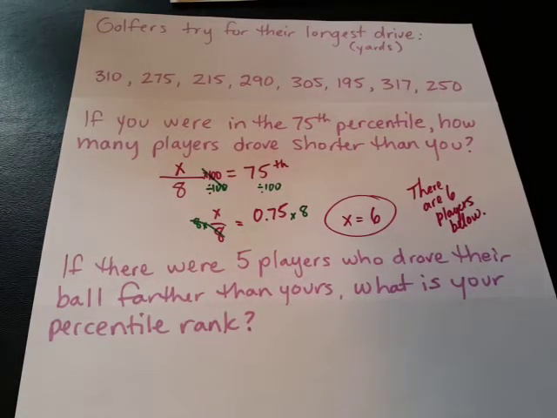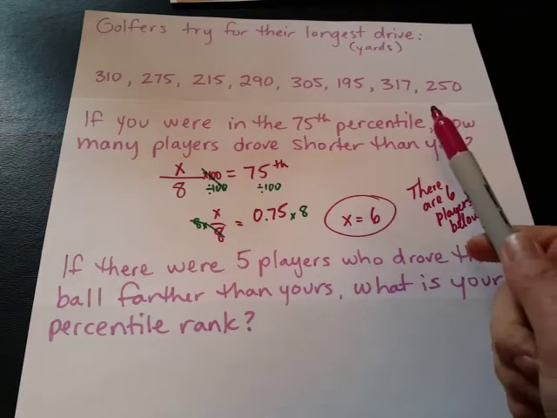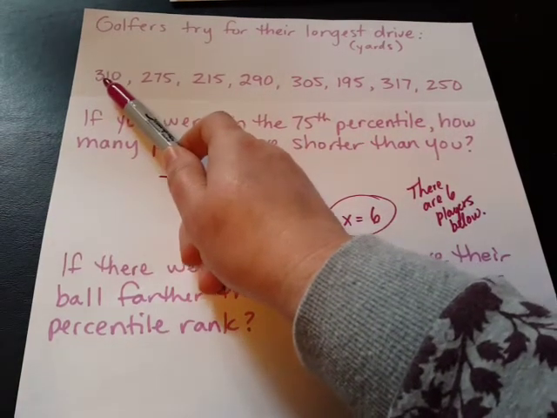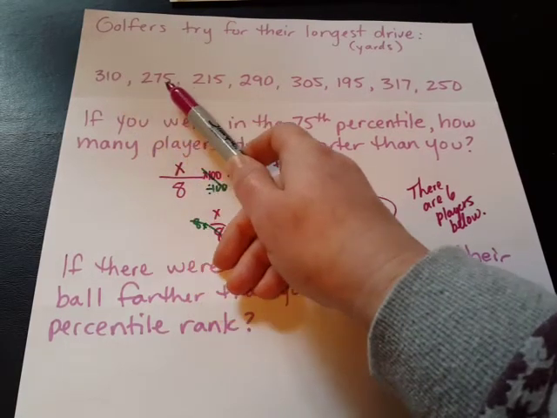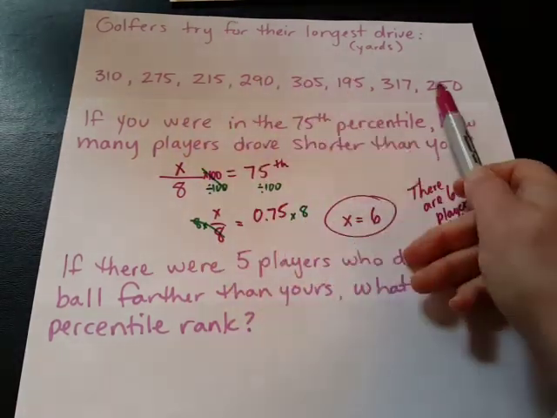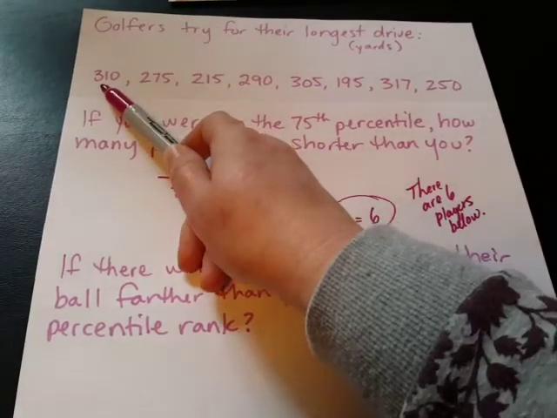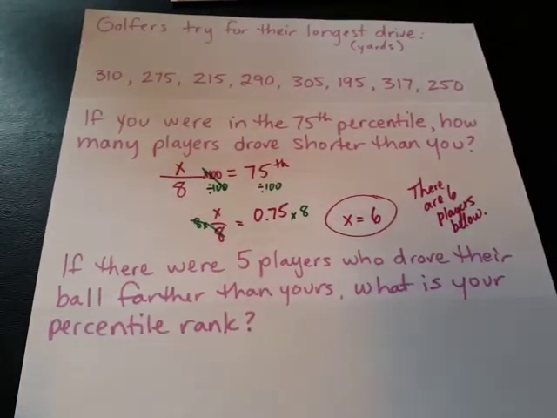So given that, we could actually even figure out who you were in this list by seeing that this is the 7th highest one and that there's 6 below. 1, 2, 3, 4, 5, 6 below. So you would actually be the person that drove 310 yards.